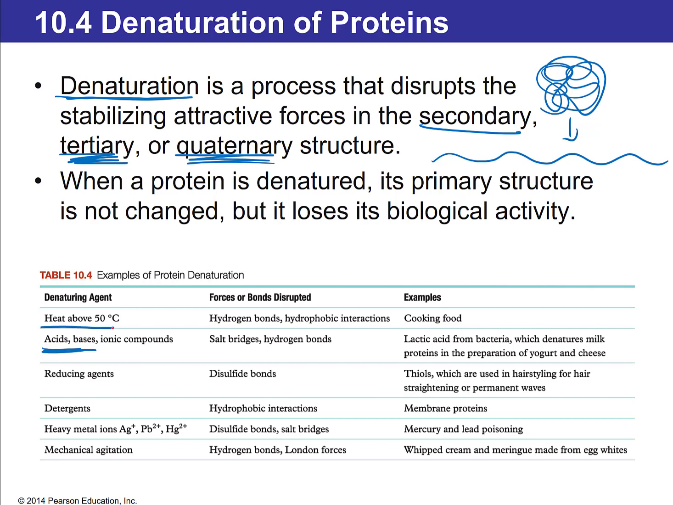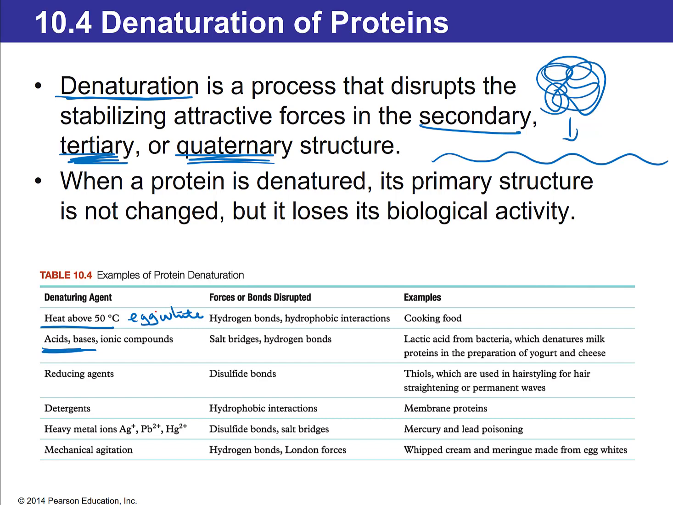Can you give me an example of a protein that starts off as a colloid and it's all gooey, and then when you're done cooking it, it's a solid? Egg white. Egg white is almost entirely protein. So does it go back? No. You can't take that egg white and turn it back into the gooey stuff. That's a permanent denaturation.